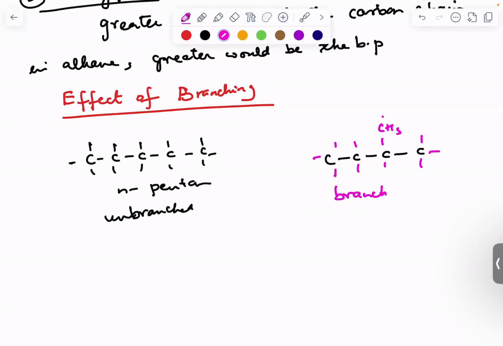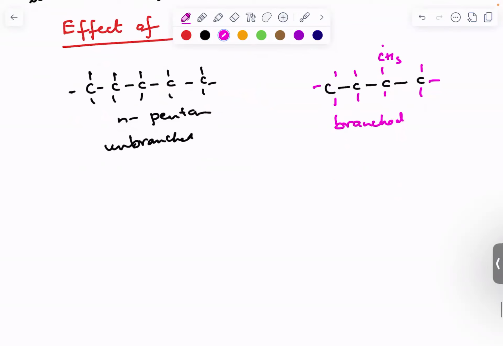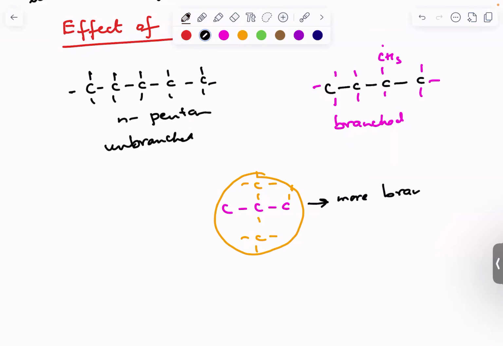Branched. And this is even more branched. I'm writing the isomers. Yes, Zena, you know that I am writing the isomers, yeah? So, beta, this is somewhat spherical, all right? This is more branched. This is more branched. This is not branched. This is a straight chain compound, right?